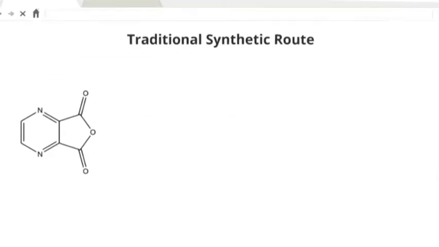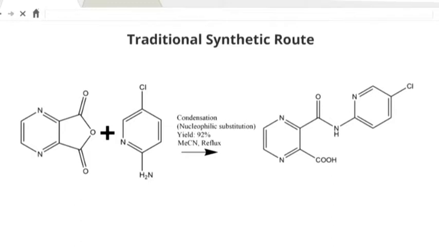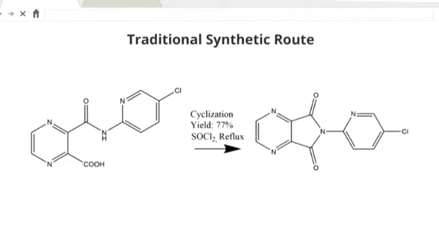After that, condensation occurs by combining pyrazine anhydride with 2-amino-5-chloropyridine through nucleophilic acyl substitution to give an amide with a yield of 92%. The process is undergone in acetonitrile at reflux temperature. Next, an imide is formed by the cyclization of amide with the aid of thionyl chloride at reflux temperature with the yield of 77%.